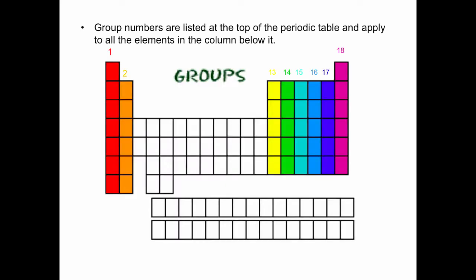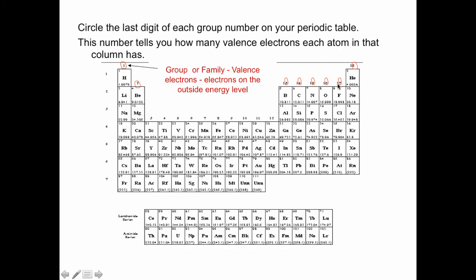So let's go back to reviewing groups. Remember, in 8th grade, we only care about groups 1 and 2 and 13 through 18. Groups 3 through 12, which are called the transition metals, you won't get into until high school chemistry. So groups are numbered at the top of the periodic table, and they apply to all elements that are in the column below it. So every element in this group is going to be group 1, group 2, 13, 14, 15, 16, 17, and 18.